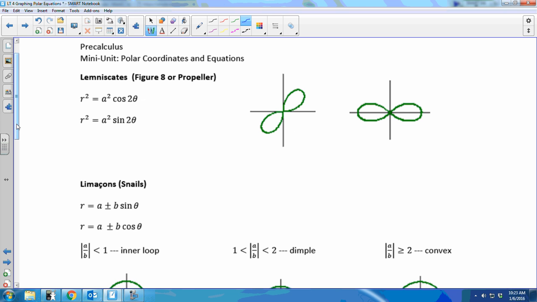We have lemniscates. They have r squared in them, so they're easy to identify. And they have a 2 theta specifically. They make figure 8s, propellers. All right, so it's kind of like a rose with only 2 petals. Okay?